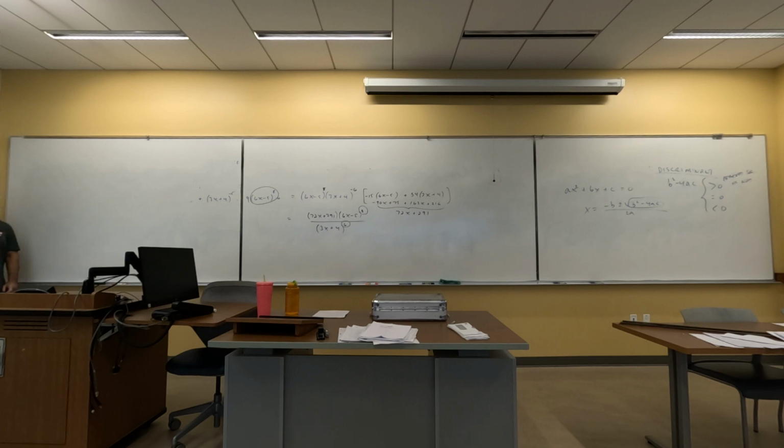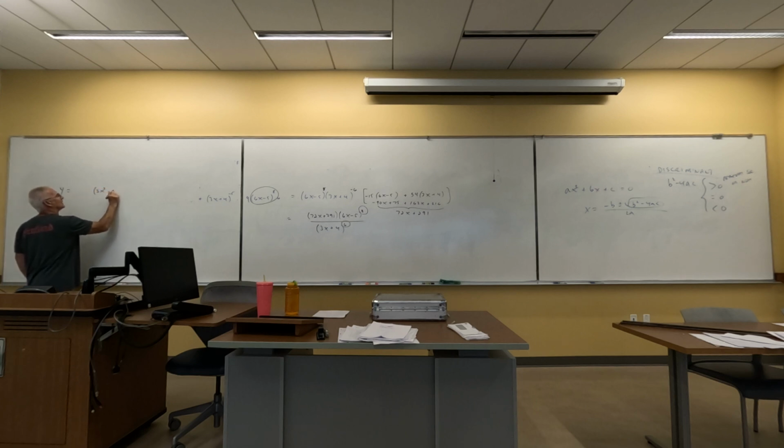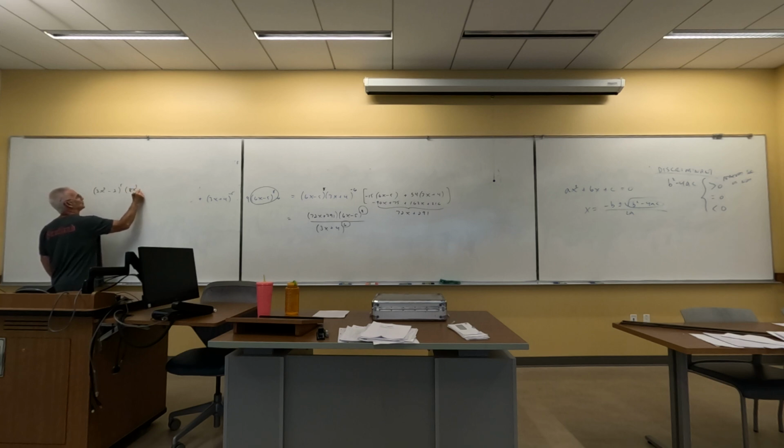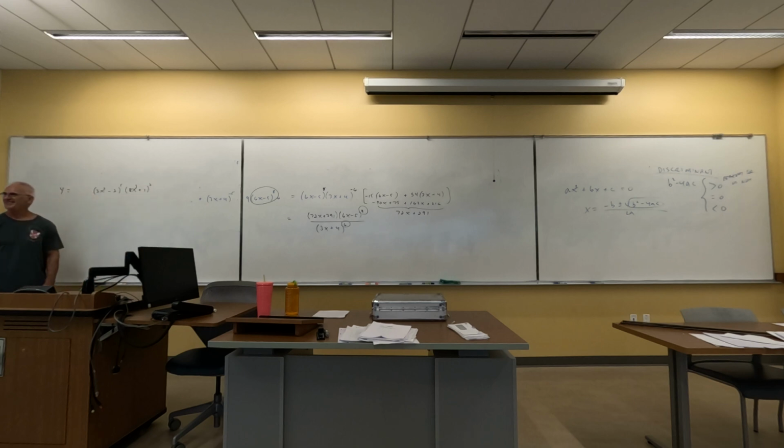I'll do it as a product rather than a quotient, okay? So I've got y equals, I'll keep it relatively simple. So I've got (3x squared minus 2) to the, I don't know, 5th power times (8x cubed plus 1) to the 3rd power. We just did this.